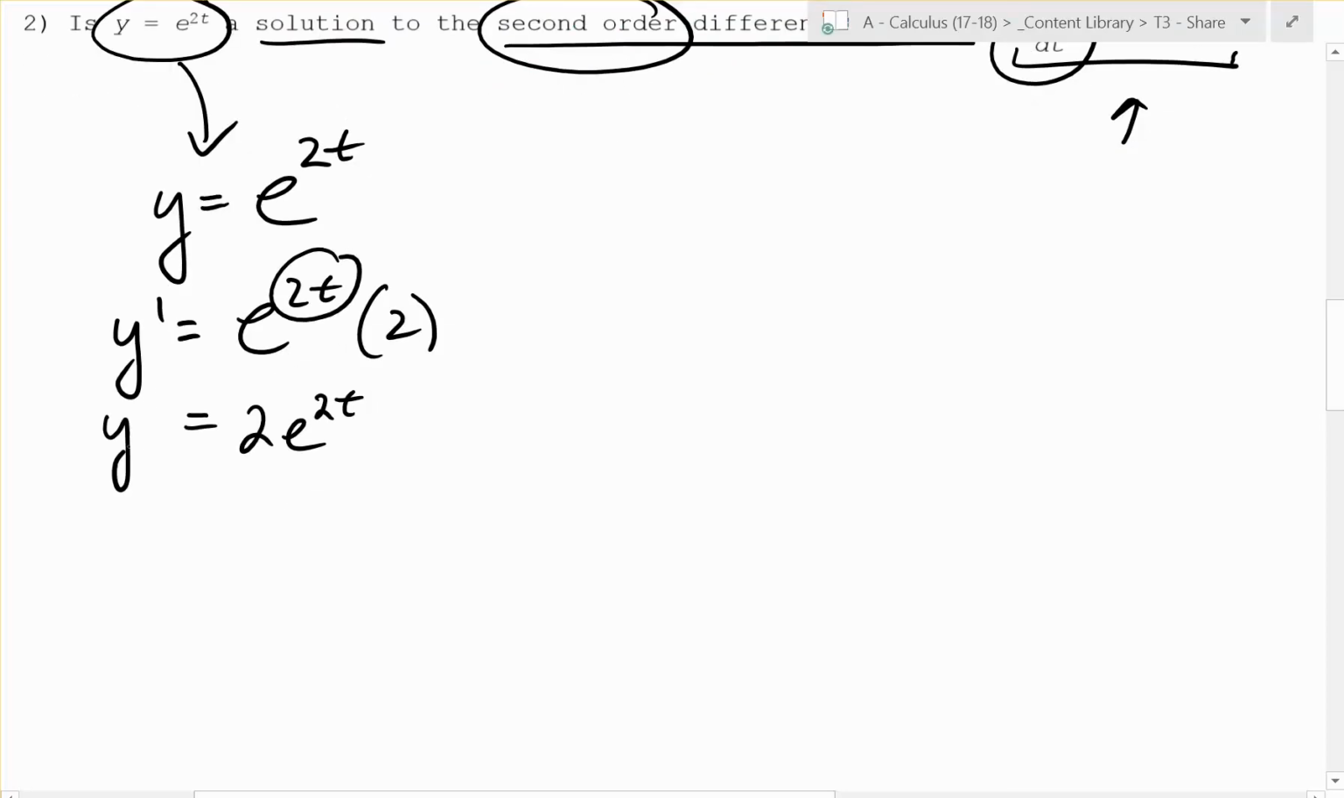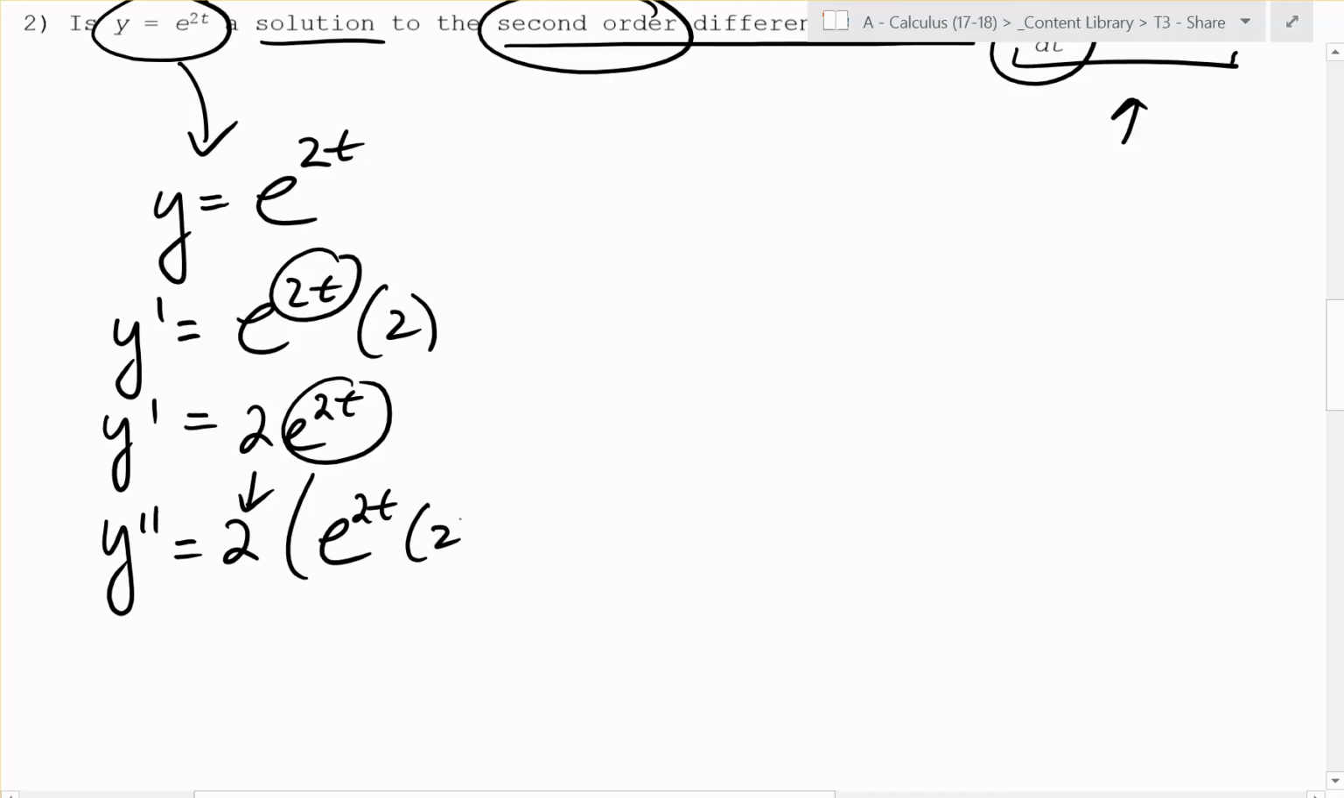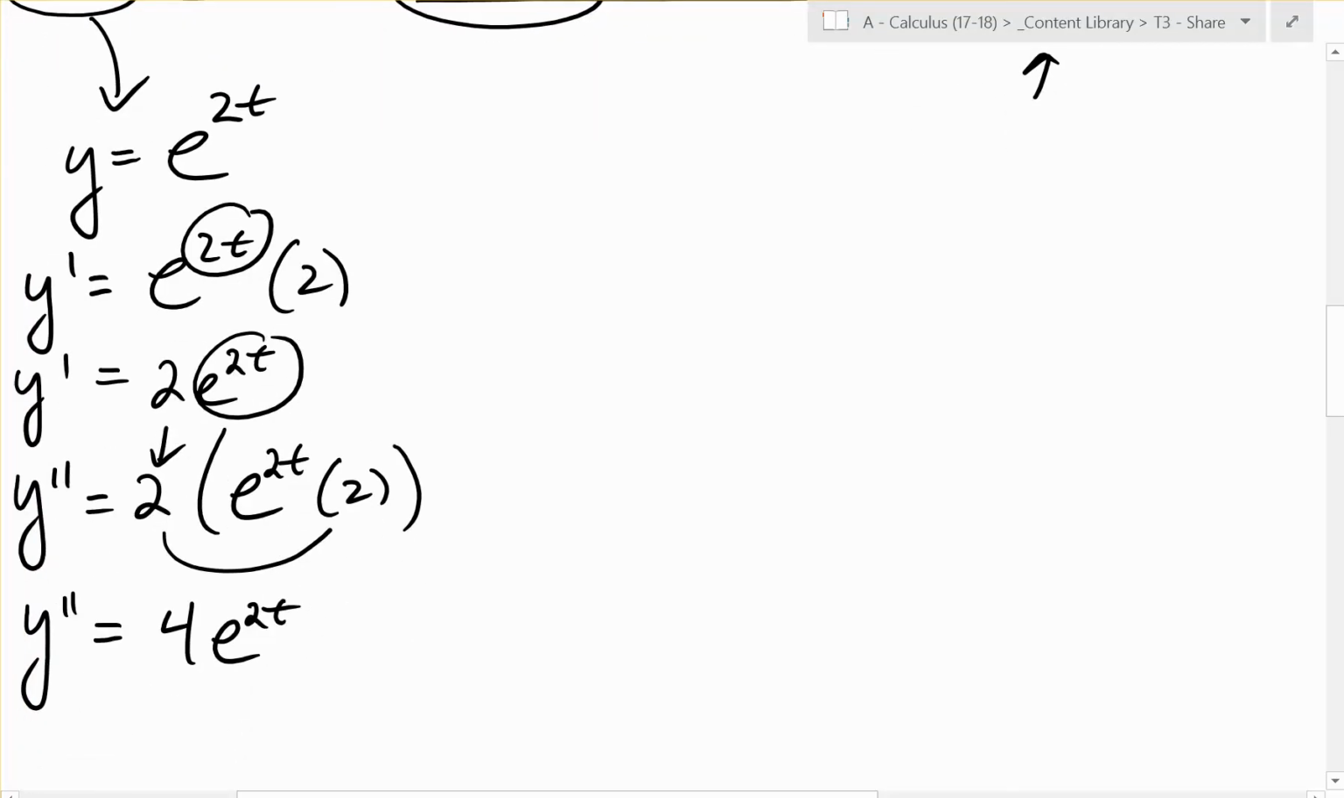So now let's take the derivative again. The derivative again is going to be that 2 is out there, but then you now have the derivative of this again, so it's e to the 2t times 2. So we know now that the second derivative is going to be, well, 2 times 2 is 4, 4e to the 2t. So that tells us that our second derivative is 4e to the 2t.